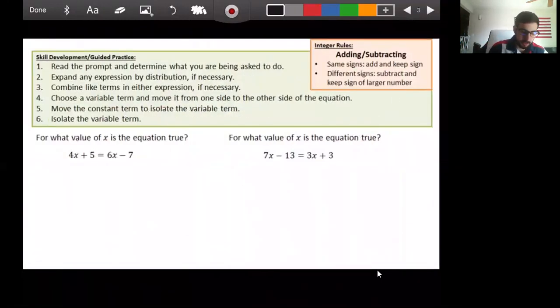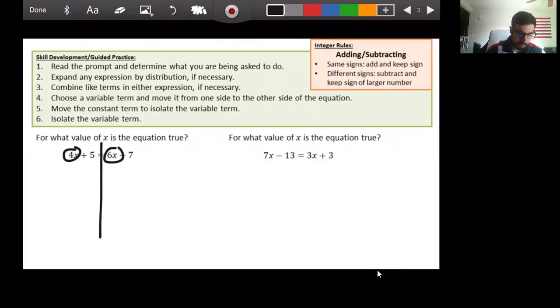So what we do here, I like to build a wall just so that way I know what goes on each side. So the first thing I need to do is I need all my variables on one side. So I'm going to do that the same way I would move constants like we're used to. I'm just going to think a little bit differently here. So I see I have a 4x and I see I have a 6x. I like to deal with positives. So what I'm going to do is I'm going to subtract the smaller number over. Okay, so I'm subtracting the smaller number over.